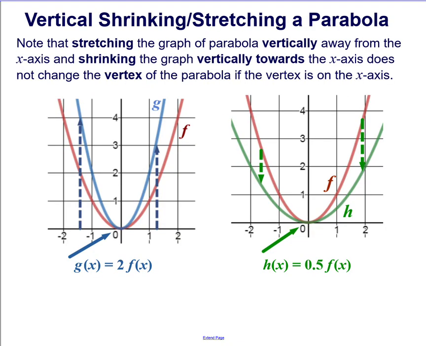When we consider the vertical shrinking or stretching of a parabola, we want to note that stretching the graph of a parabola vertically away from the x-axis and shrinking the graph vertically towards the x-axis does not change the vertex of the parabola if the vertex is on the x-axis. When we look at both cases, the vertex is still located at the origin, whether the graph is being stretched or shrunk.